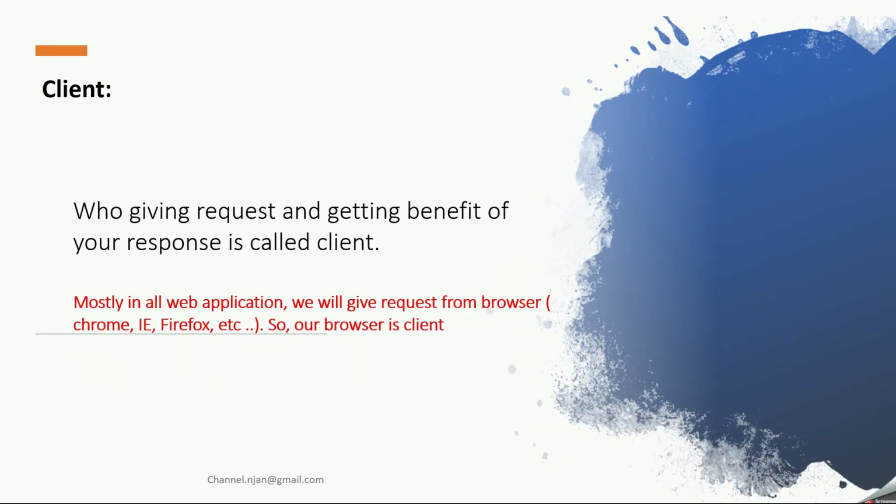Okay, what is client? Who gives the request and gets the benefit of your response is called a client. So for example, Google is one web application. You are giving the request for that Google. The request in the sense www.google, you are giving it in the browser, right? That is called a request. And who is giving the request? We. So here we are the client. So whoever gives the request and gets the benefit of your response is called a client. Mostly in all web applications we give the request from a browser. So our browser is the client.